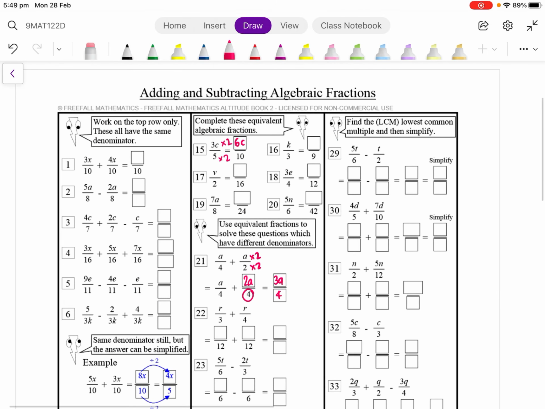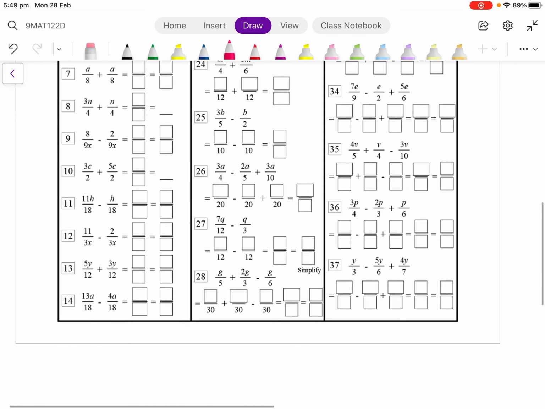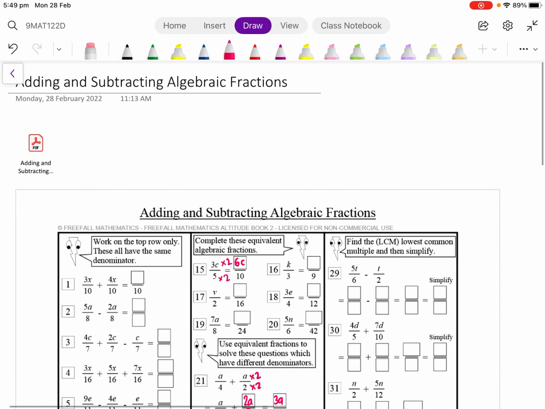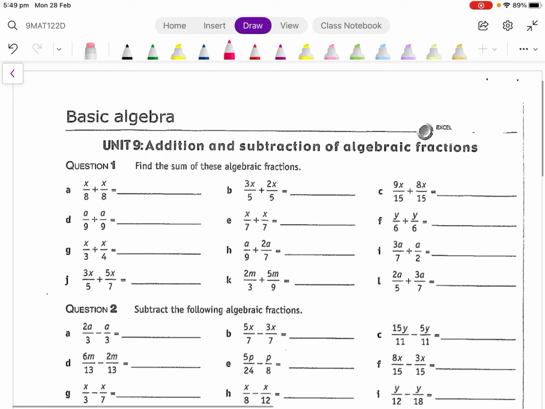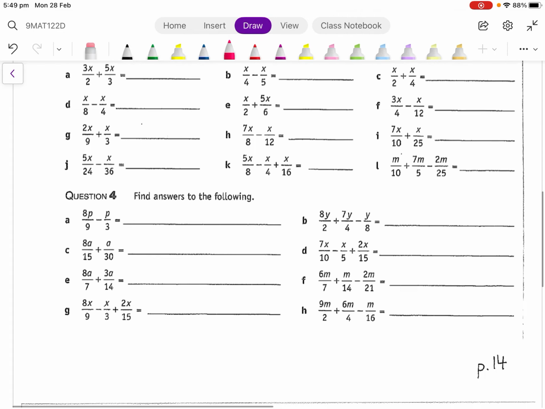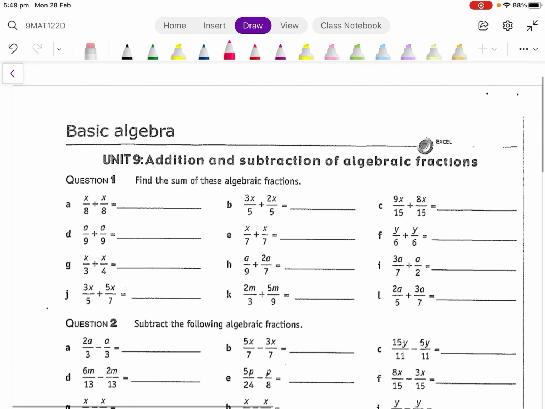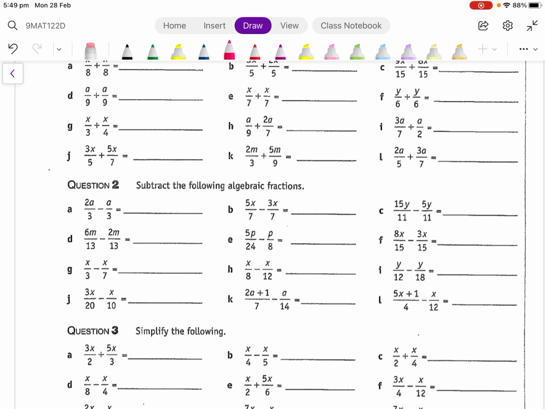Then you want to find the lowest common multiple and then simplify in order to solve those. If you finish that in time, I then want you to have a go at question 1 in your booklet on page 14. Have a go at question 1 and question 2 for me.